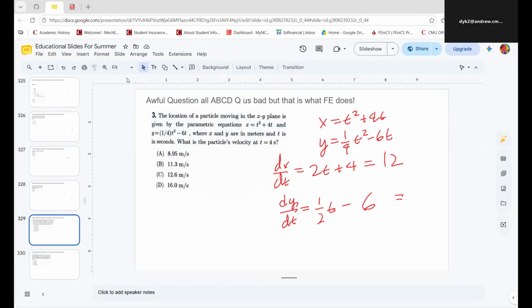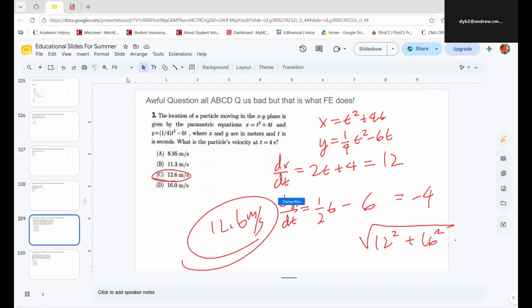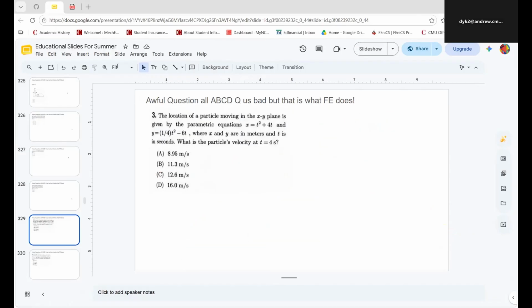The number I got was too big for anything to work, and I was like, no, something is fishy. Minus 6, I get negative 4. And then that is 12 squared plus 16 squared, right? You asked for the velocity, you didn't ask for the direction of it. So I'm assuming you can do the square root of 12 squared plus 16 squared, which is basically something like 12.6, which is C. So I think that is great. Anyways, that is C basically.